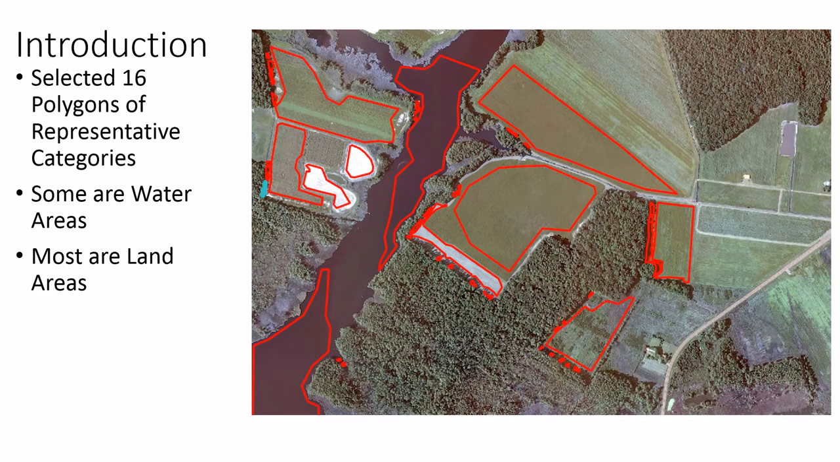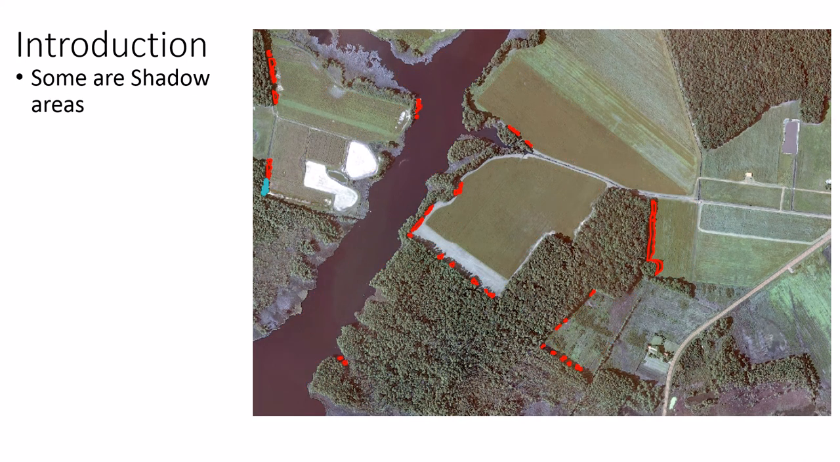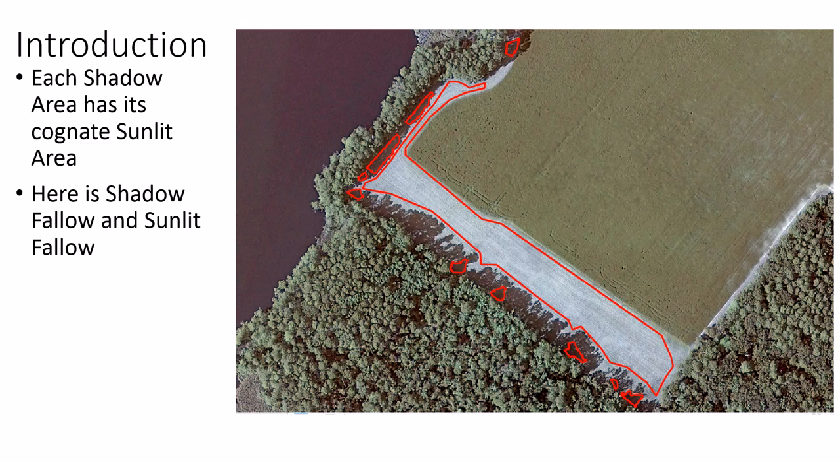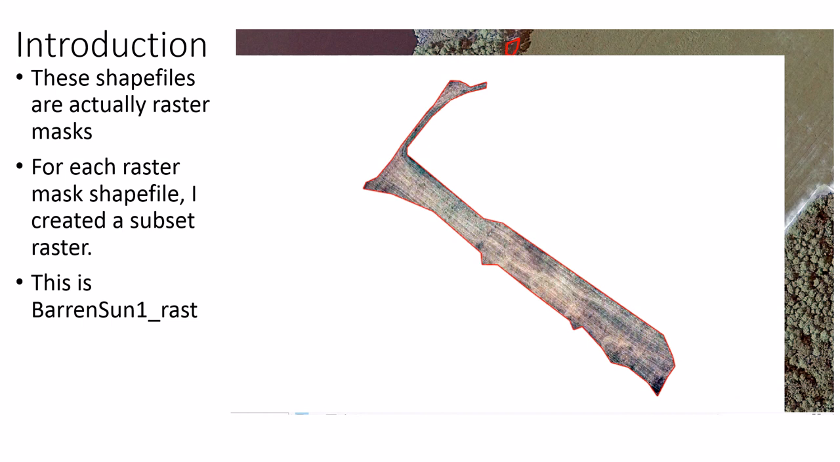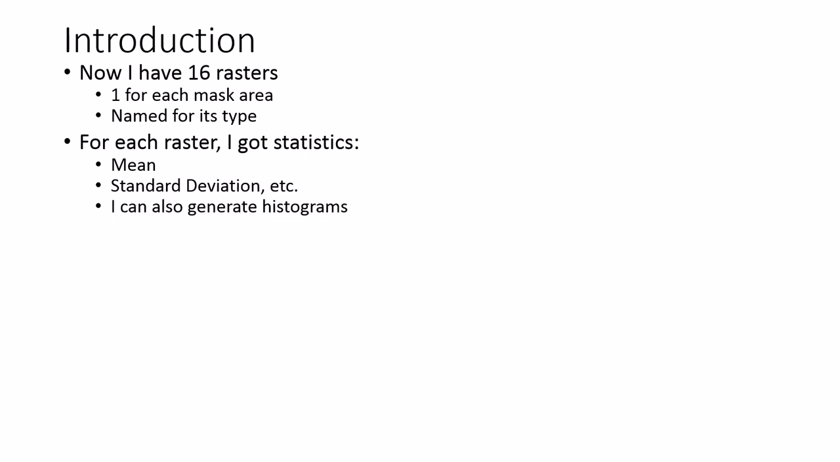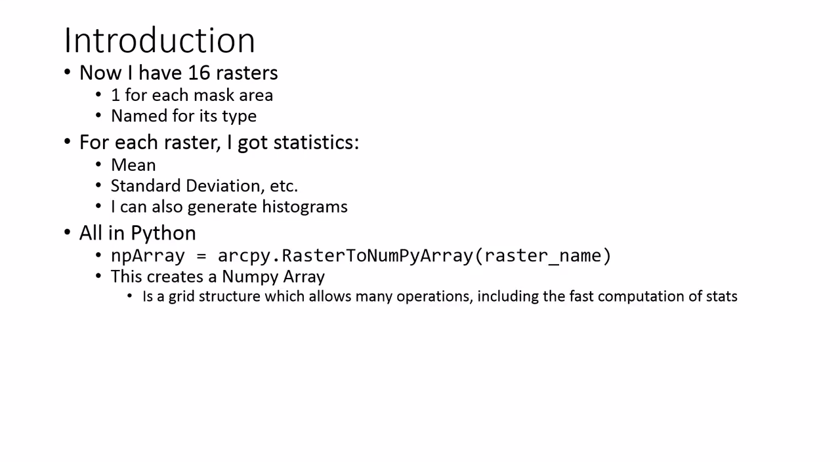The first step of my process was to find certain areas and classify them visually, just by naming them, and then some of those are shadowed areas, and some of those are sunlit areas. Here is an example of shadowed fallow ground next to sunlit fallow ground. For each of these rasters, we do a mask, and so we have subset rasters, which are only the masked area. And then we have the statistics for each of those, and we look at the statistics for each band.